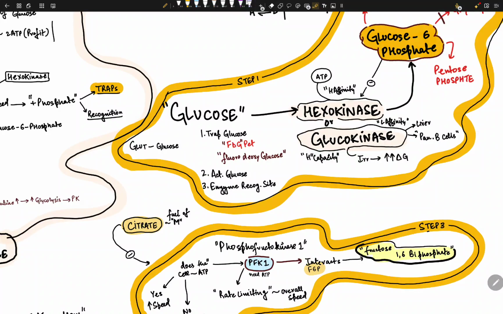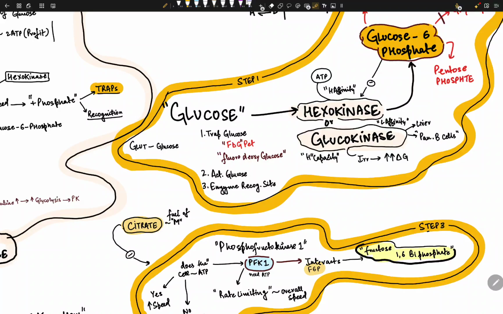Now, if hexokinase works nicely, why do we even need to have glucokinase, right? That's a great question. Now, this is the entire question. What's the difference between hexokinase and glucokinase, right? Now, nature almost never creates two enzymes that do exactly the same thing, right? If evolution has both these enzymes, it means these two enzymes solve completely two different problems, right?